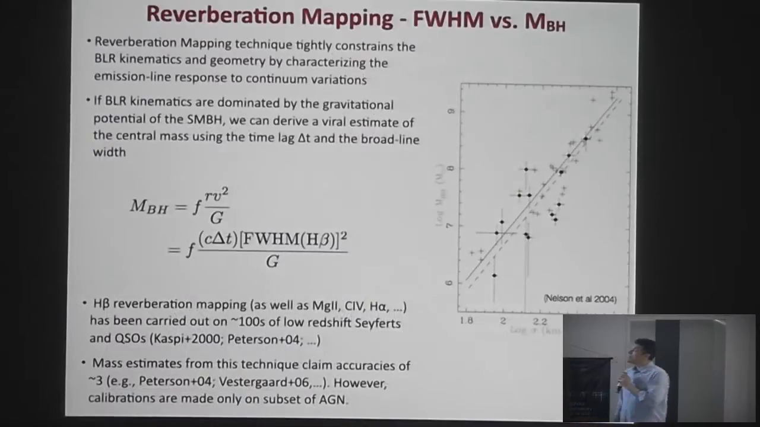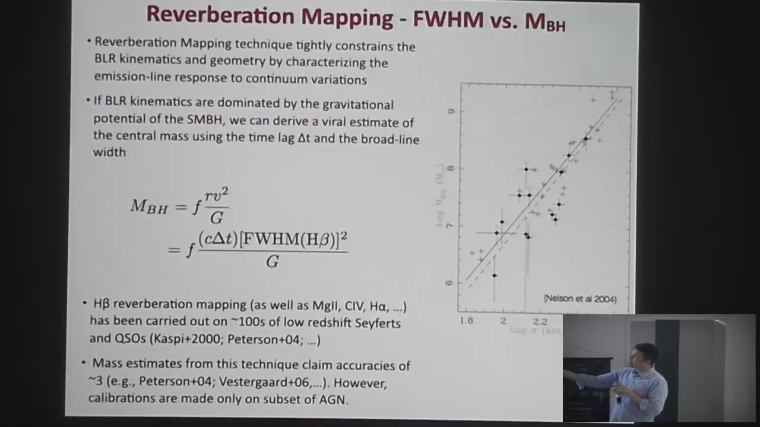Okay, this brings us to an interesting point. We can use this technique, which is called reverberation mapping, to constrain the system. We can put tight constraints on the broadline kinematics and the geometry by looking at the response of the emission lines to the continuum changes, because it's a simple time delay. We're waiting for light to propagate, and we know the speed of light, so we measure the distance.